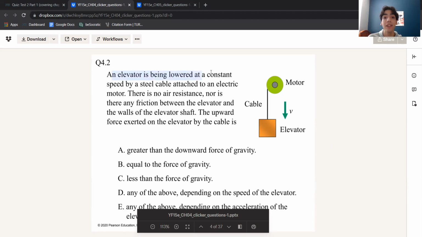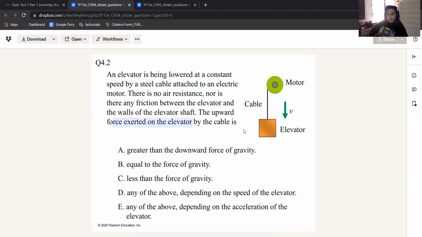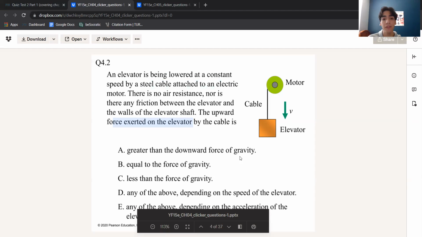Now the elevator is being lowered at a constant speed by a steel cable attached to an electric motor. There is still no air resistance, nor is there any friction between the elevator and the walls of the elevator shaft. The upward force exerted on the elevator by the cable is what? It would be the same concept, just different direction. Exactly, just in the opposite direction. Again, just hammering in the idea that it's equal and opposite.